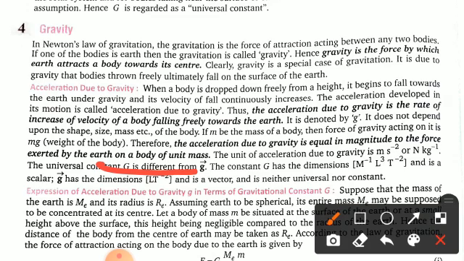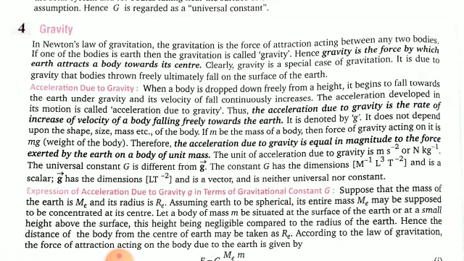The constant G, which is your universal gravitation constant, has the dimension formula M inverse L cube T minus 2 and is a scalar. Clear? Small g has the dimension LT minus 2. It is a vector and is neither universal nor constant. Its value varies from place to place.